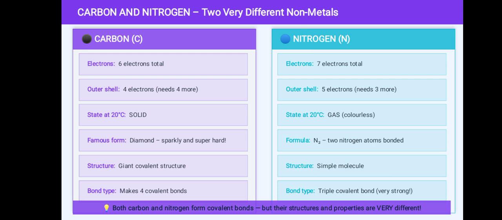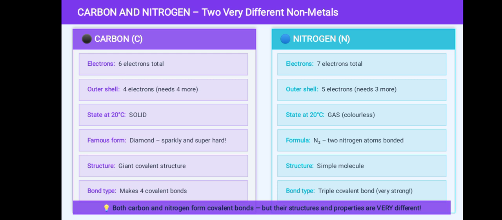a sparkly, extremely hard solid, while nitrogen has 7 electrons and its outer shell has 5 electrons and it needs 3 more. So, nitrogen forms 3 covalent bonds, but at room temperature, nitrogen is an invisible colorless gas, that is N2. In fact, about 78% of the air you are breathing right now is nitrogen.